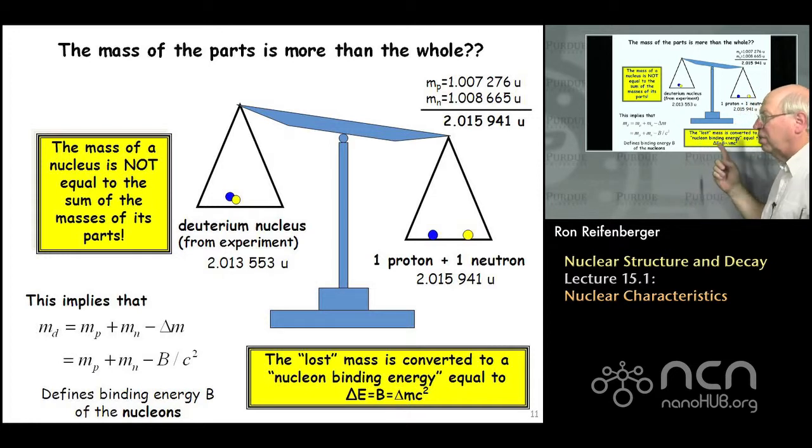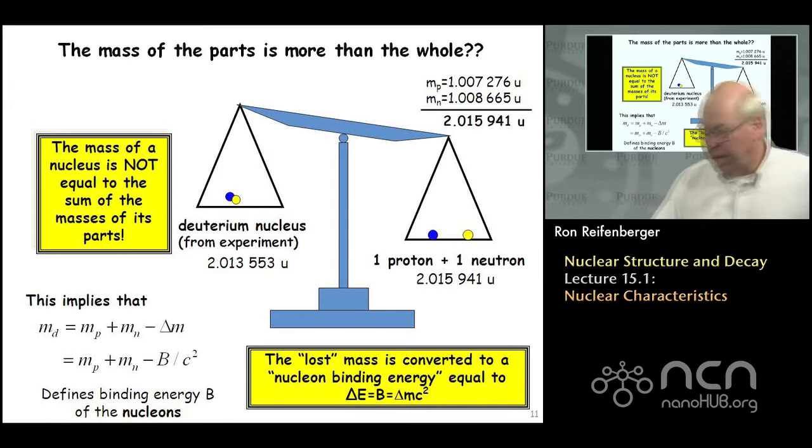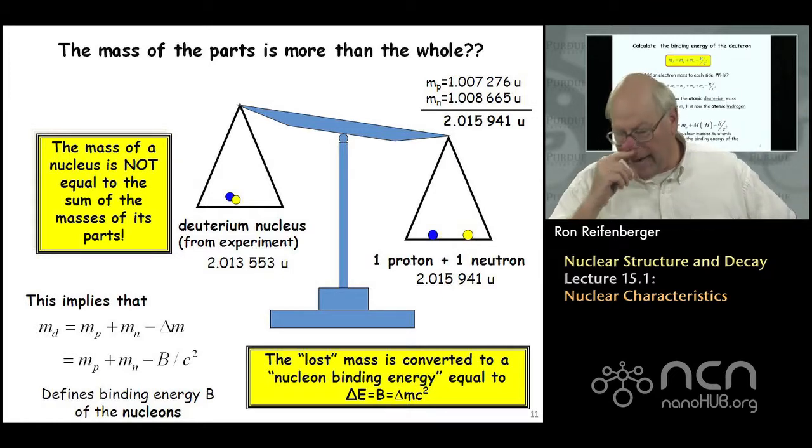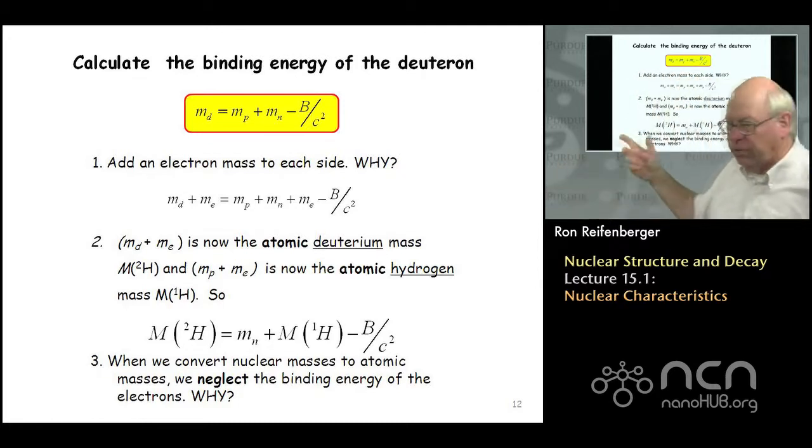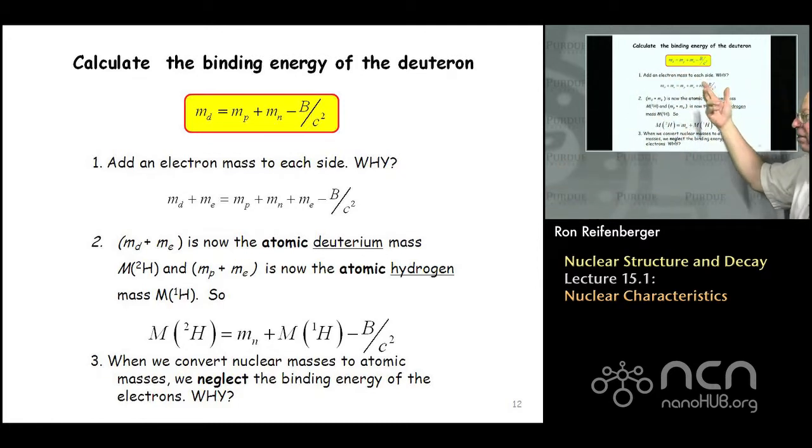So the argument is that this lost mass is converted to a binding energy, and the binding energy is just this loss of mass delta m times c squared. And I do that calculation in the next slide, right? And what I find is there's about 3 or 4 steps associated with the calculation. First you have to start off with this mass balance equation. The lost mass is interpreted in terms of a binding energy.